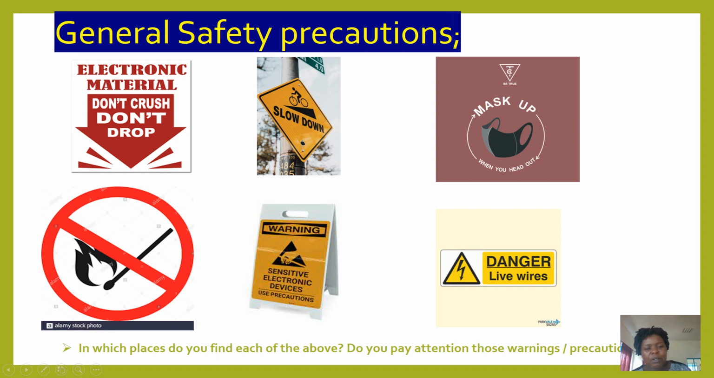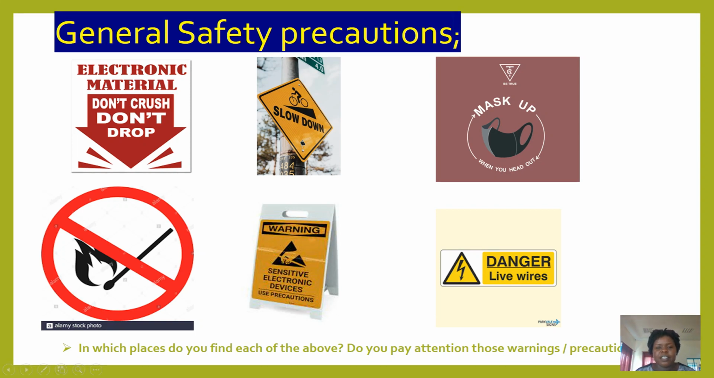Another one here, this one is talking about the fire, where you need to take caution. There are some places where you're not supposed to light fire. And then another one is warning us about the sensitive electronic devices. Another one is warning us about the danger of live wires. So those are general precautions, and there are a number of them that we come across as we go on moving from place to place. And when we see them, we need to act accordingly.